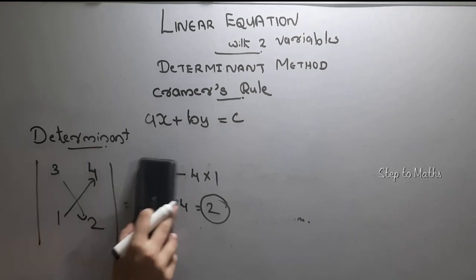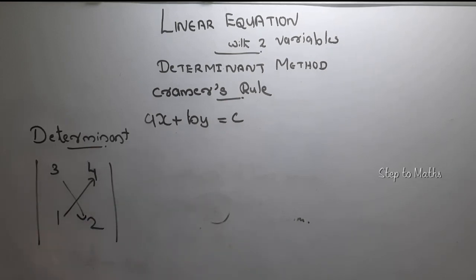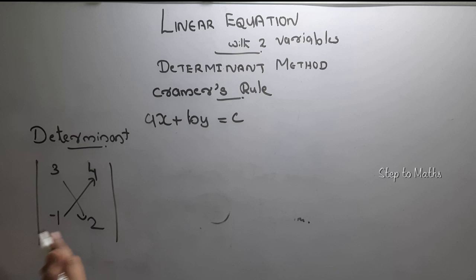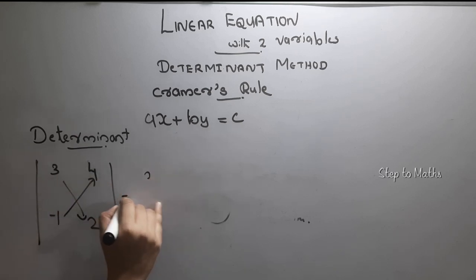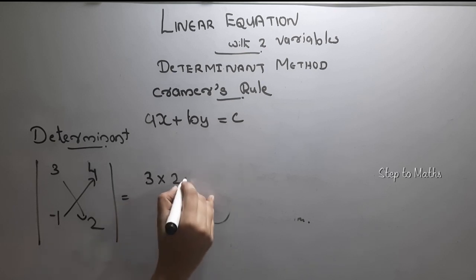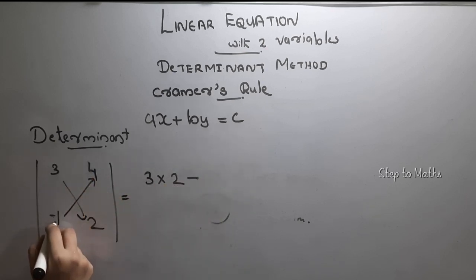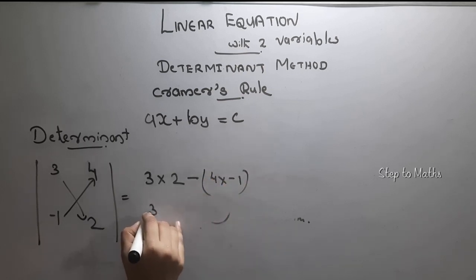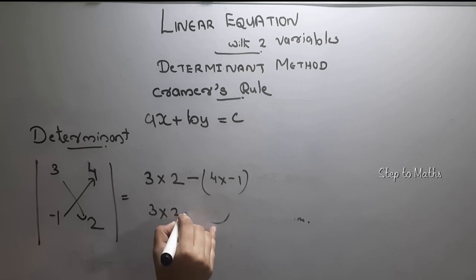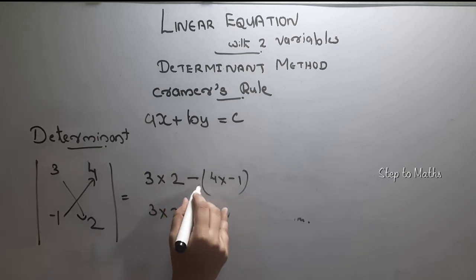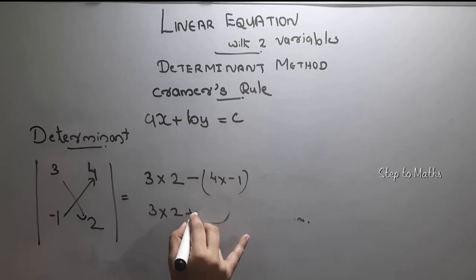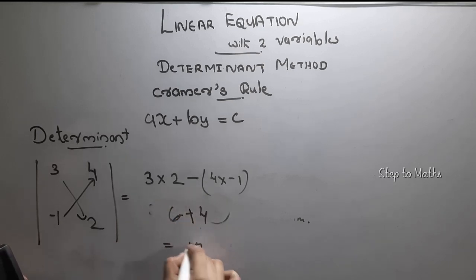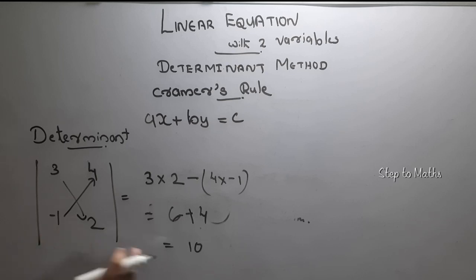I will show one more example. 3, 4, minus 1, 2. Then how can we find it? 3 into 2 minus 4 into minus 1. Minus of minus is plus 4. 3 into 2 is 6, so that is equal to 10. Now, the value of this determinant is 10.